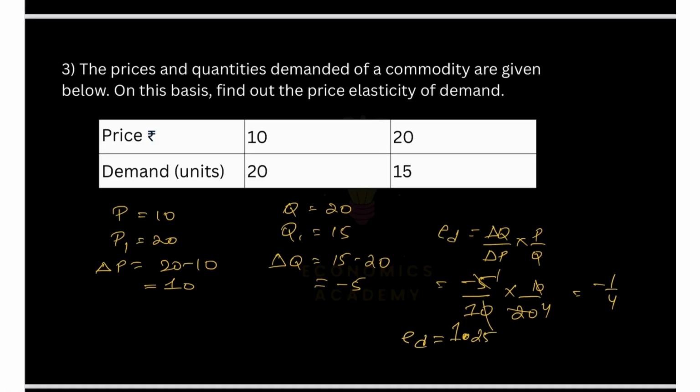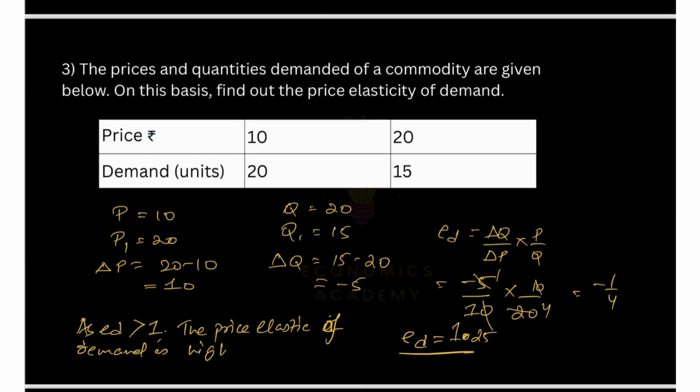1.25. Okay, so the elasticity of demand is 1.25, as Ed is greater than 1. The price elasticity of demand is highly elastic. All right. Okay, so it's as simple as this. Please take a screenshot of it. The answer is 1.25 within modulus. Let's move on to the next one.